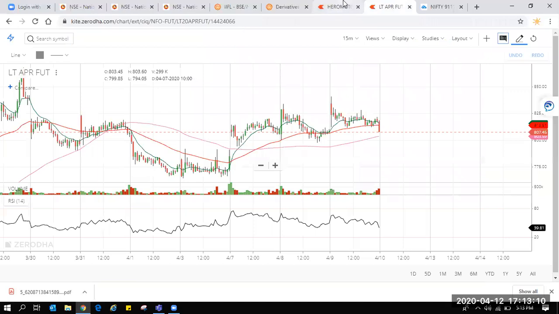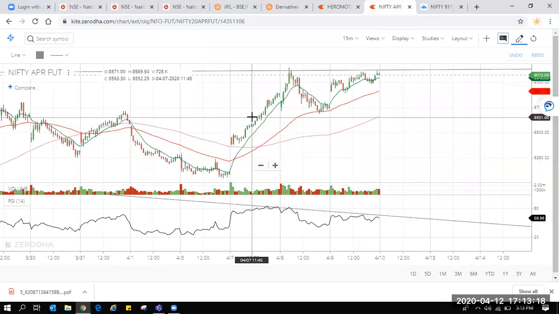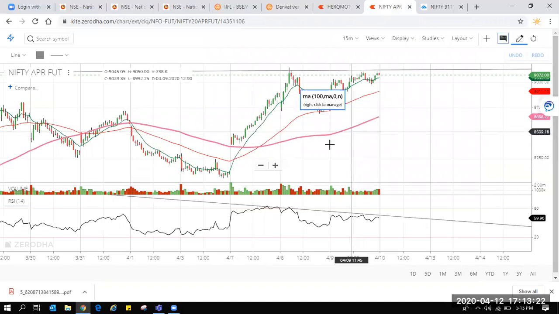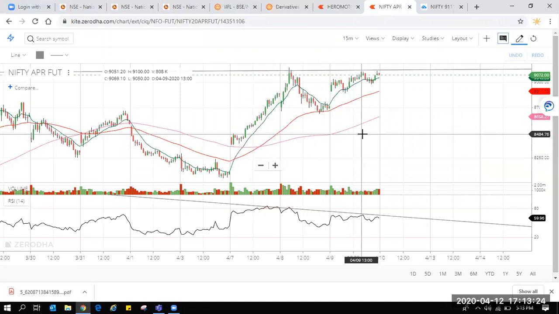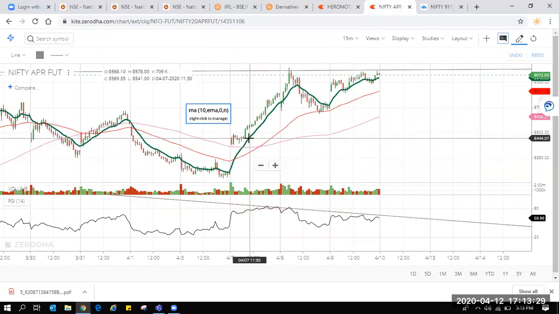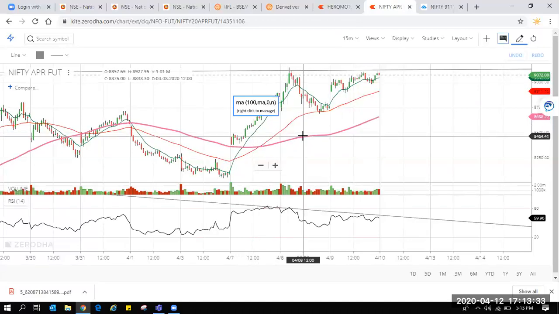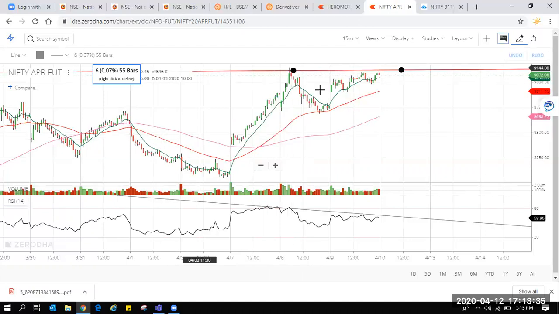Now I have one last thing. I will share some observations on the volume. Okay, so this is the chart. I have considered the 10 EMA, this is the 50 EMA, this is the 100 EMA. This is the Nifty futures chart for 15 minutes.